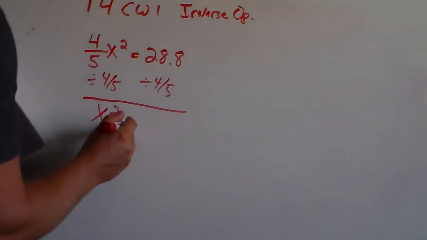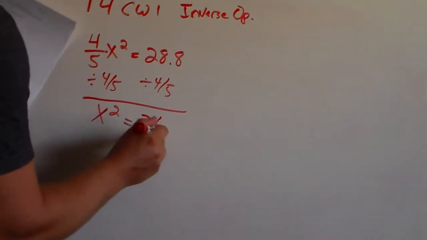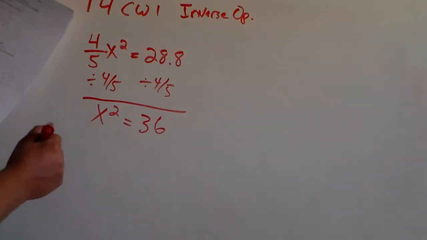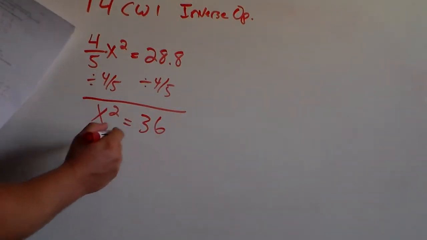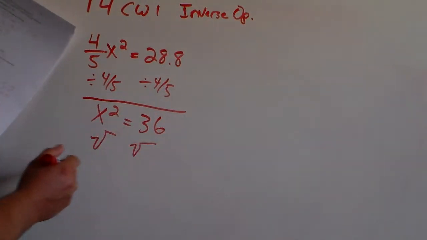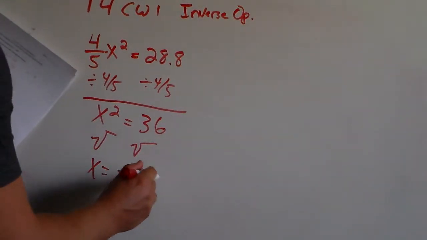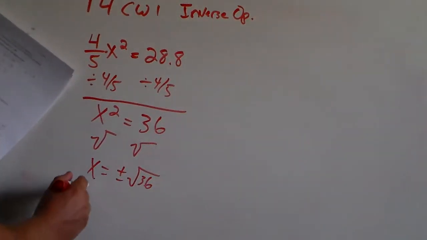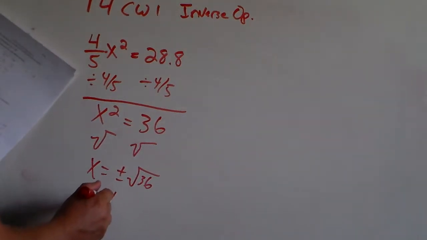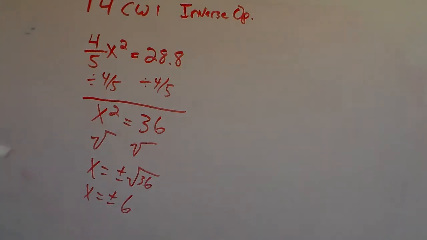So we have x squared equals 28.8 divided by 4/5, which gets us 36. Oh, it comes out pretty nice. I bet a lot of you know the inverse operation of x squared is the square root. So we take the square root of both sides, and we get x equals plus or minus the square root of 36, which is 6. So our two answers are x equals positive 6 and x equals negative 6. That's our answer to problem number 1.